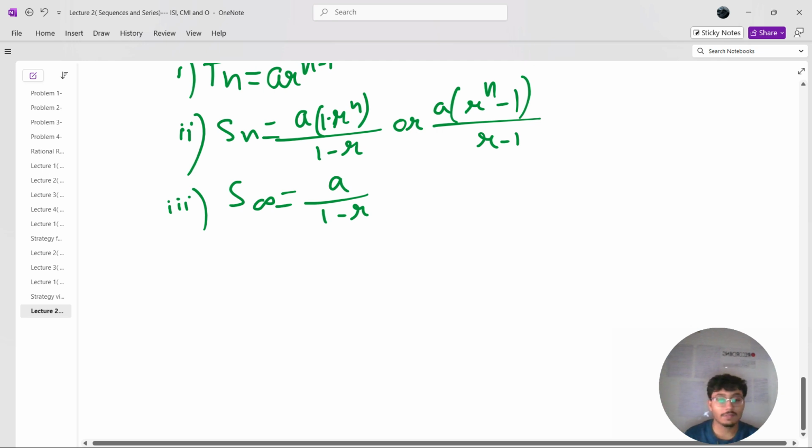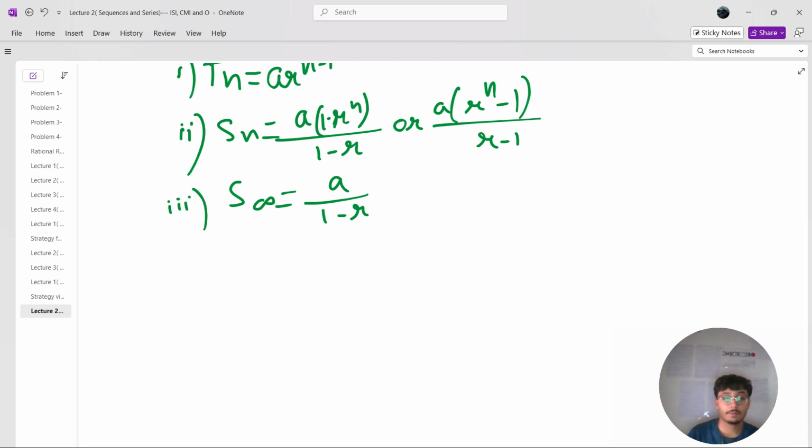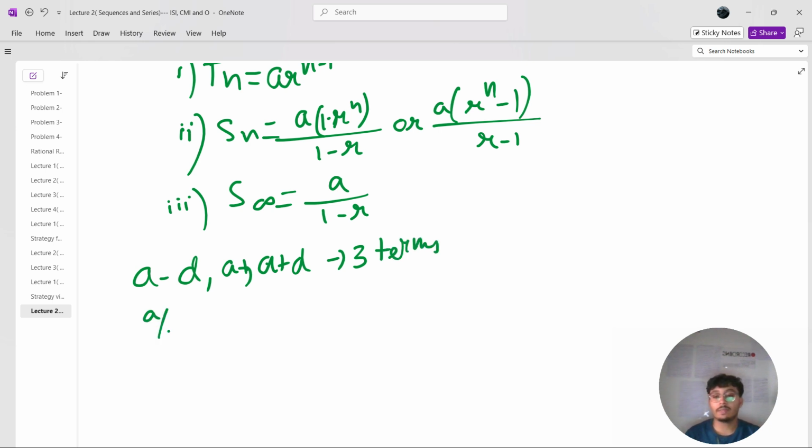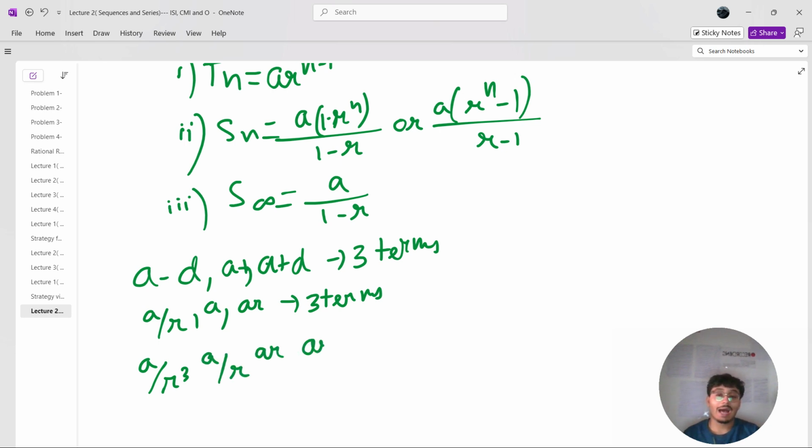Now, there was a thing in AP where I was taking up terms, and I showed you the last question by taking an example. There, I was taking a minus d, a, a plus d for 3 terms. Here it is going to be a by r, a, ar for 3 terms. For 4 terms, with common ratio r, it is going to be a by r cube, a by r, ar, and ar cube.